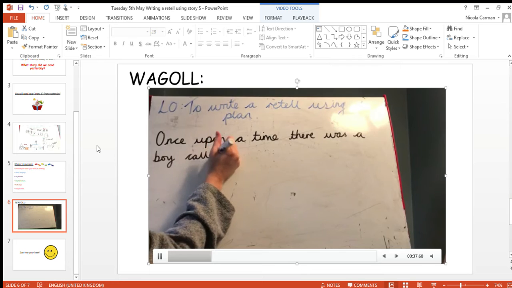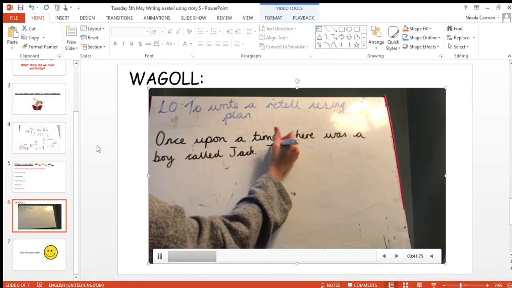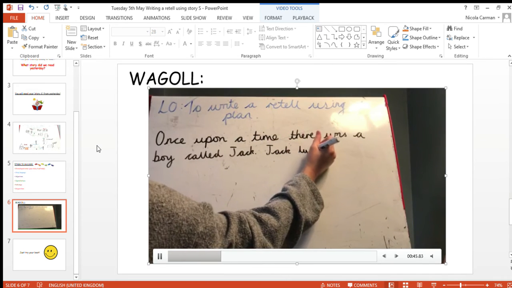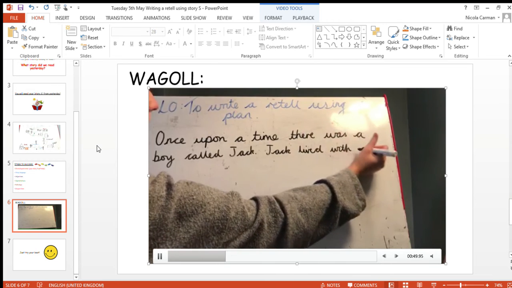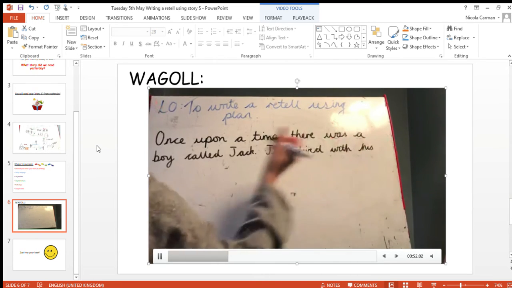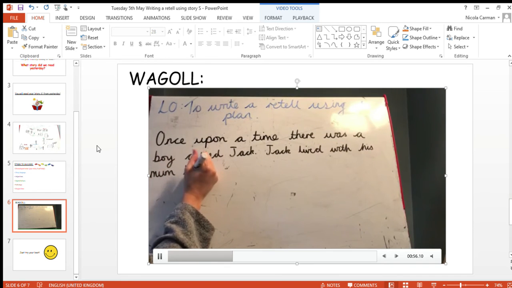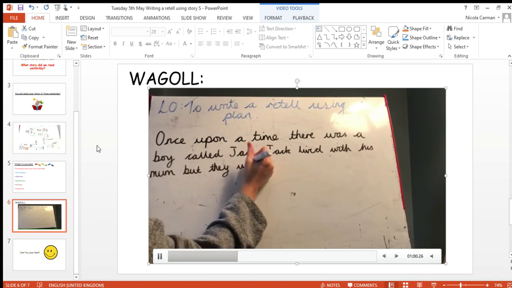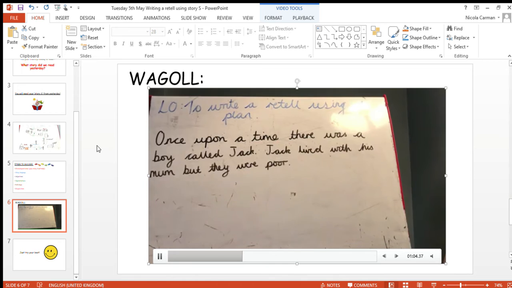There was a boy called Jack. Full stop. Jack lived with his mum, but they were very poor. So can you see that in my first couple of sentences, I've written about that first picture?